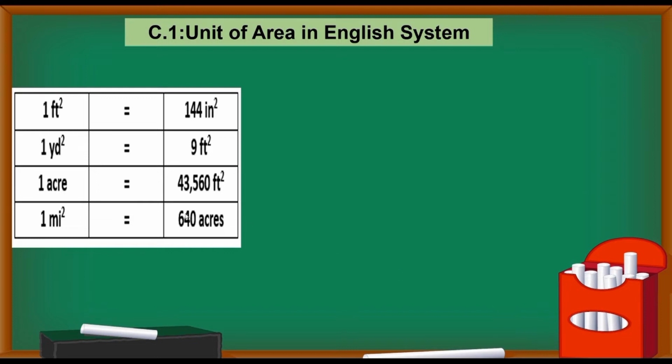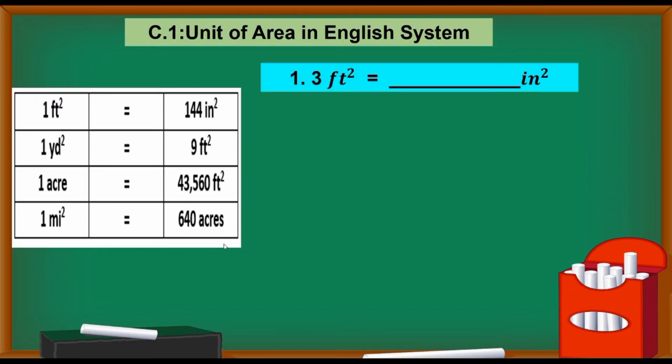So, our conversion: every 1 feet squared is equal to 144 inches squared. In 1 yard squared, there is 9 feet squared. In 1 acre, there is 43,560 feet squared. In every 1 mile squared, there is 640 acres. Tandaan po natin kapag sinabing acres, yan po ay hektarya sa Tagalog. Kung ilang hektarya yung isang lugar.